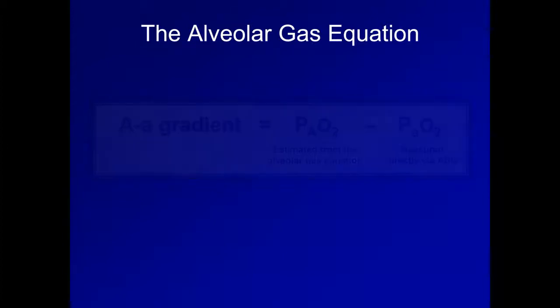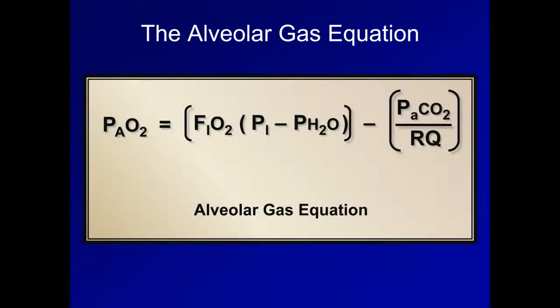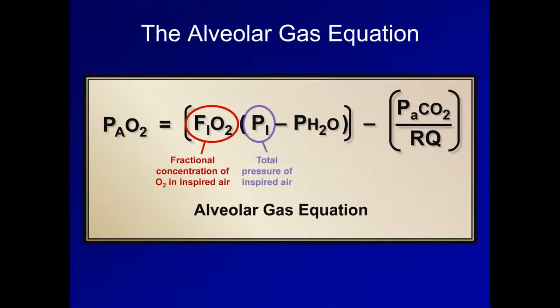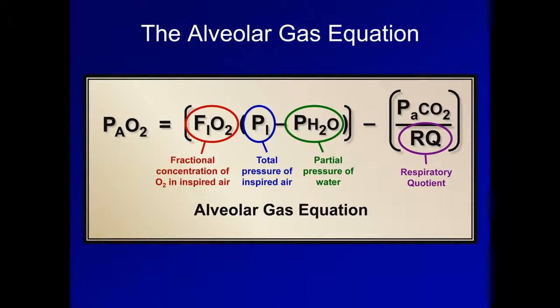To remind you, here is the alveolar gas equation. What do these unfamiliar variables represent? FiO2 is the fractional concentration of oxygen in inspired air. Pi is the total barometric pressure of inspired air. And pH2O is the partial pressure of water in the alveoli. RQ is an interesting variable known as the respiratory quotient. The respiratory quotient, in the most basic sense, is the ratio between carbon dioxide production and oxygen consumption and is related to the patient's diet.